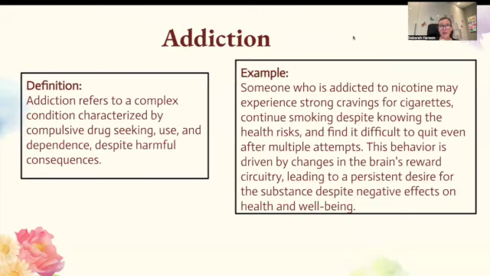So the first key term we're going to look at is addiction. Addiction refers to a complex condition characterized by compulsive drug seeking, use, and dependence despite harmful consequences. So someone who's addicted to nicotine may experience strong cravings for cigarettes. They'll continue smoking despite the health risks and find it even very difficult to quit, even after multiple attempts. This behavior is driven by changes in the brain's reward circuitry, leading to a persistent desire for the substance despite the negative effects on health and well-being.